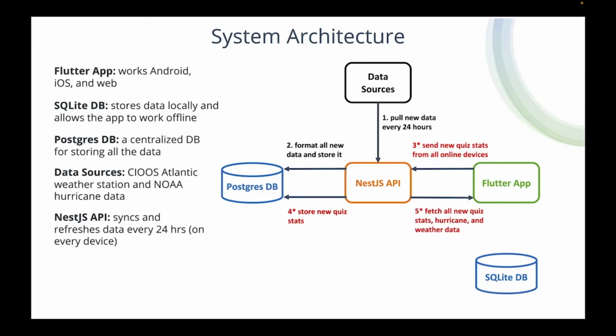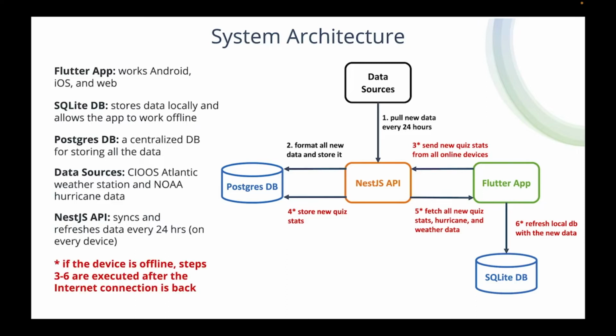Once all quiz stats from all online devices are synced, every online device fetches new quiz stats, hurricane, and weather station data from the API. The last step is that every device refreshes its local database with the new data fetched from the API. If the device is offline, steps 3 to 6 are executed after the internet connection is back. So essentially, all the syncing steps are executed once the device is back online.